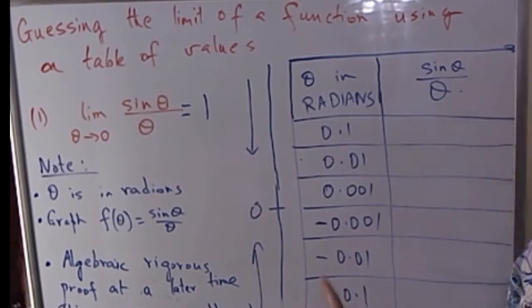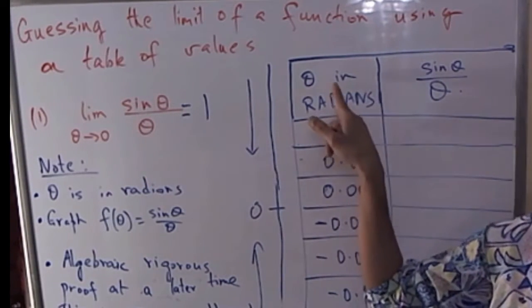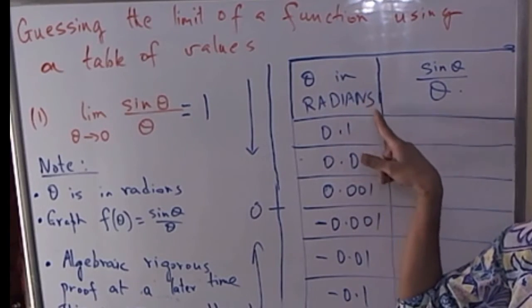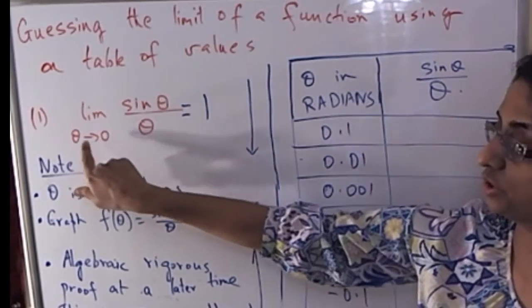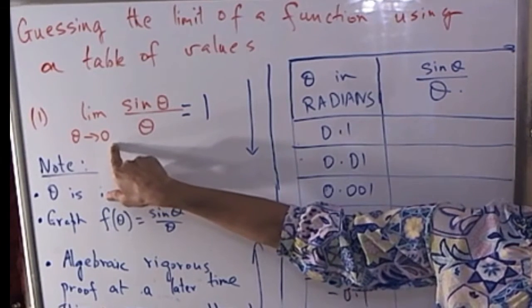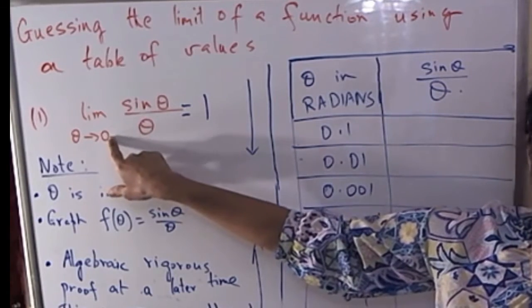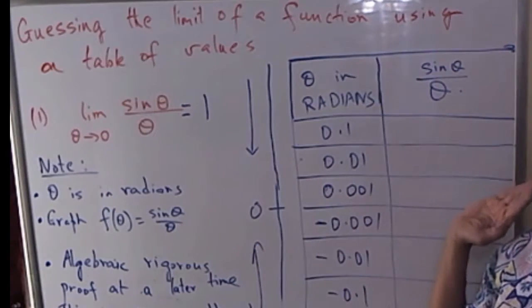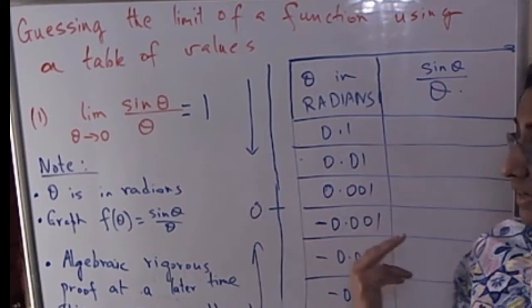So construct a table of values in this manner. Remember the input theta is in radians, and so choose some values of theta. We would like theta to approach 0. So as you remember, theta approaching 0 means we need to consider theta approaching 0 from the right hand side and also theta approaching 0 from the left hand side.